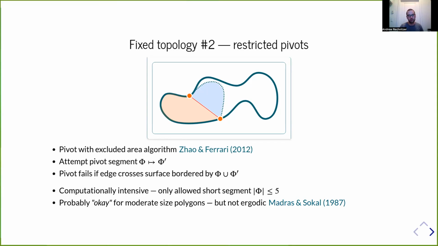But we know, due to work of Madras and Sokal, that no local update only algorithm can possibly be ergodic on the space that you want. And so while this works probably okay for moderate polygons, they couldn't push this segment length long enough so that it can work for very long polygons.